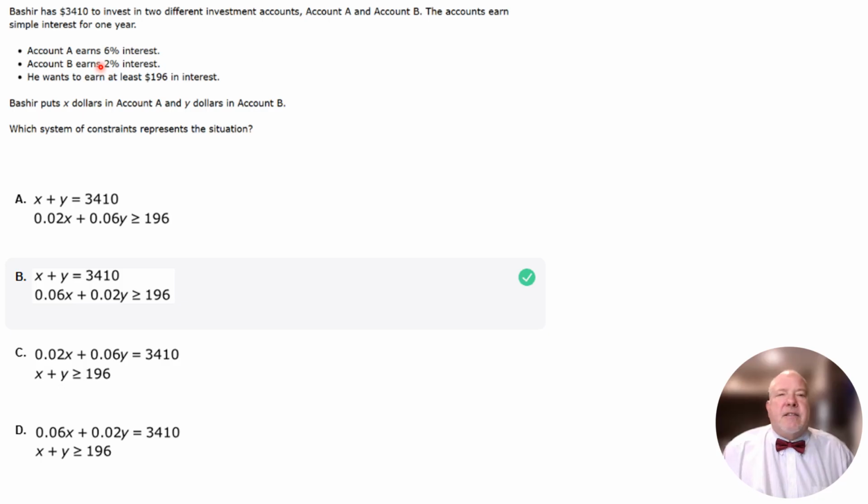It says account A earns 6% interest. Account B earns 2% interest. And he wants to earn at least $196 in interest. So if you take account A, which is X, and multiply it by 0.06, how did I get that? Well, 6%, if you divide that by 100, is equal to 0.06. And when you're finding a percentage of a number, that's what you want to do, is divide the percent by 100 and then multiply it by that. And then the 2% likewise would just be 0.02. So I said you could divide by 100 to get that, or you could just move the decimal point 2 places to the left.